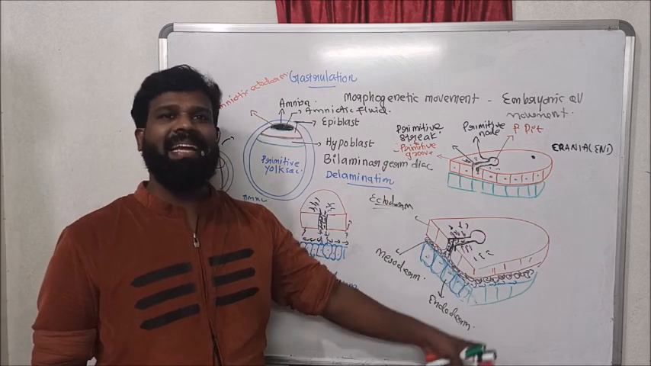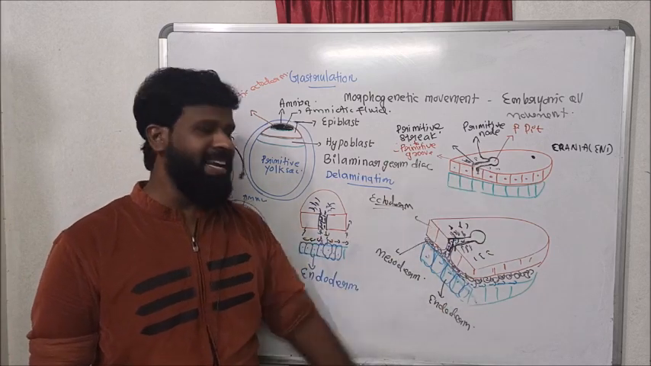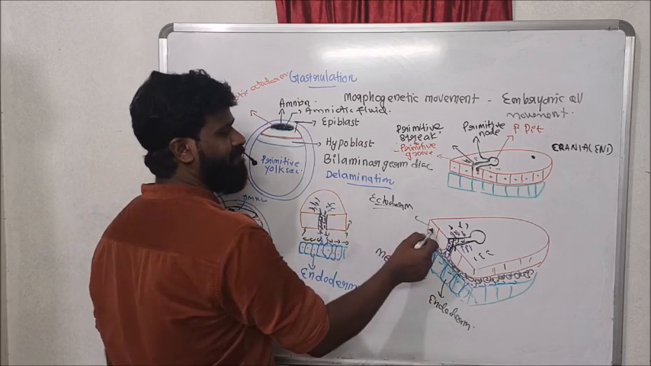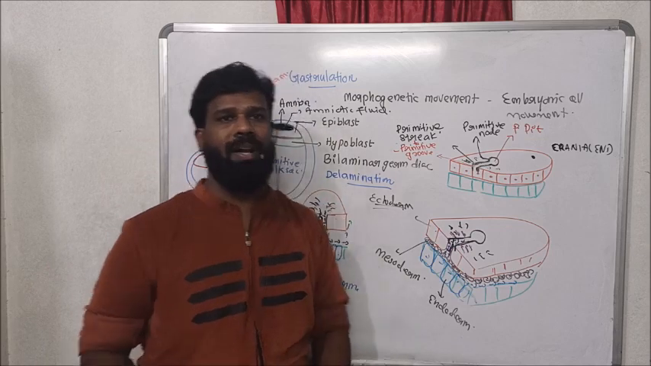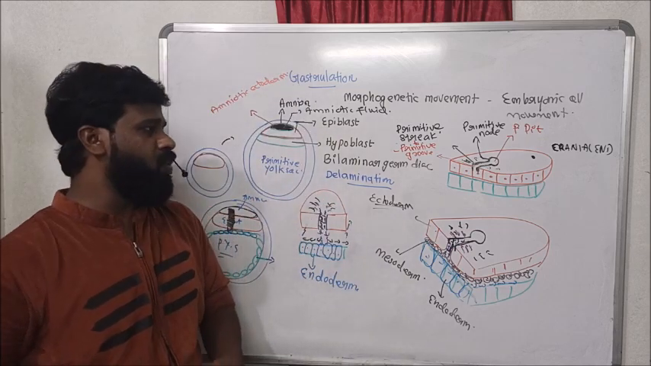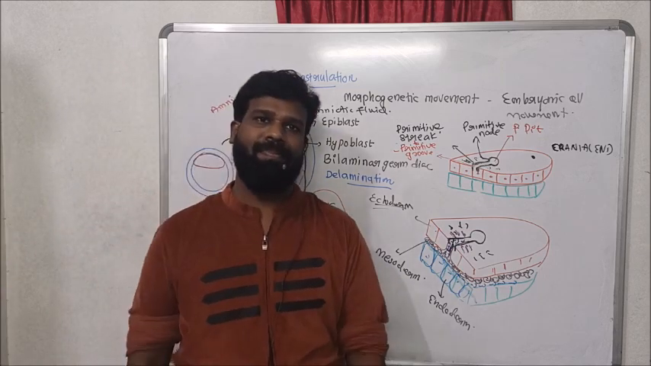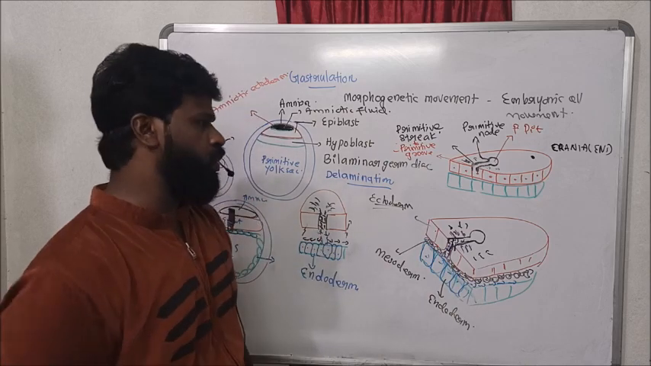And it forms a trilaminar germ disc. Three layers are formed: ectoderm, mesoderm, and endoderm. This stage is called the gastrula. This embryonic cell movement is called gastrulation. And again, this cell movement continues.